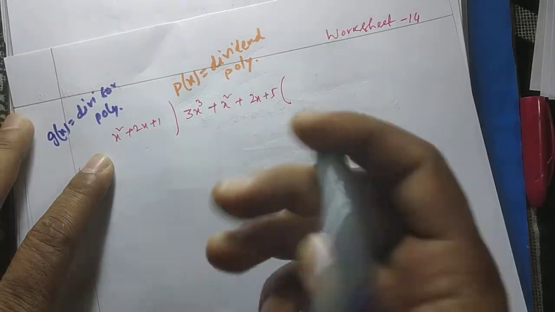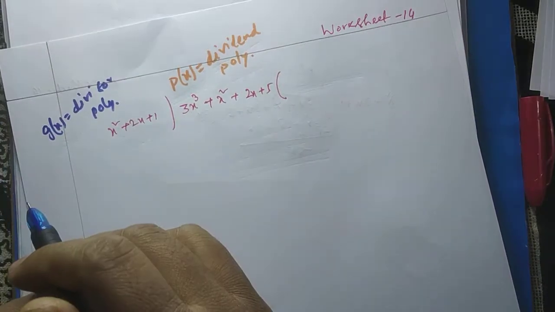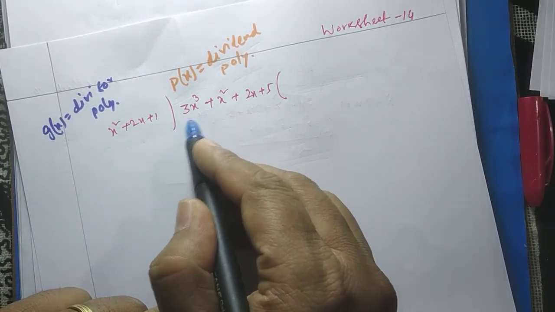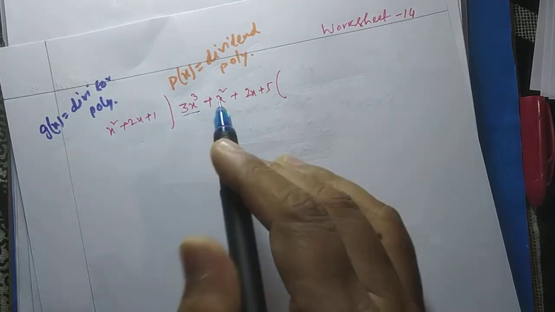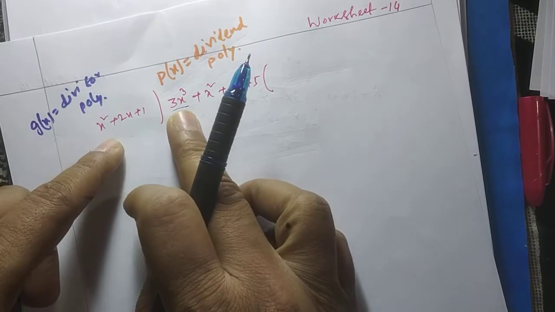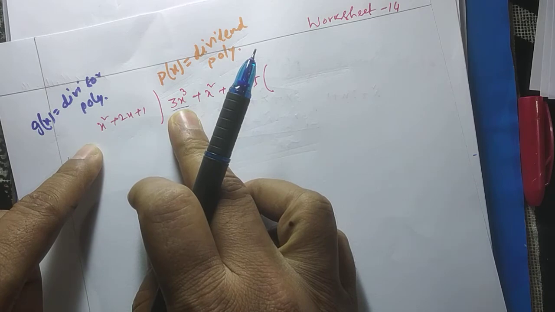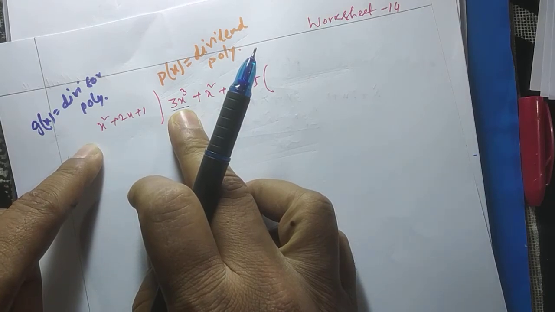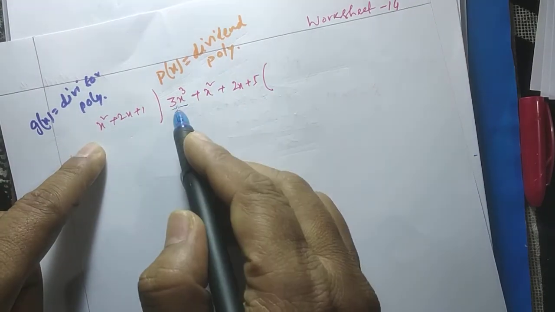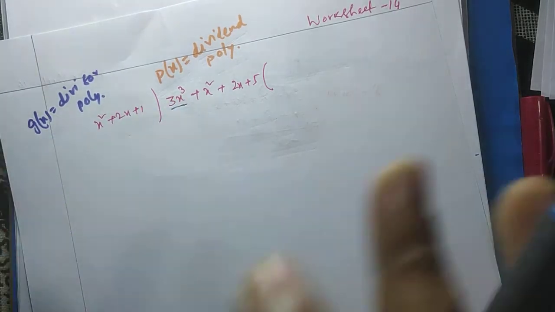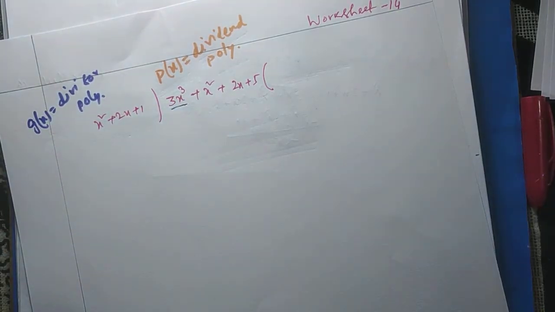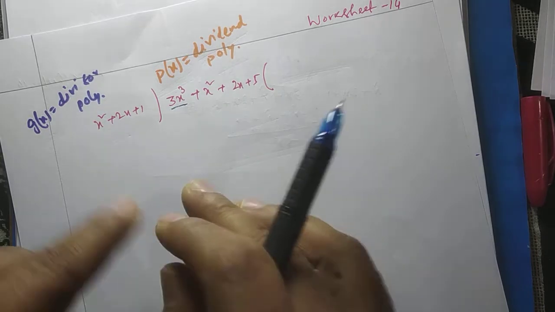Now look at only the first terms. What is that? 3x cube. Don't look at the other terms, only target the first term to be cancelled. So by any means we have to cancel the 3x cube. It is the rule of division of polynomials. I hope everybody knows it.